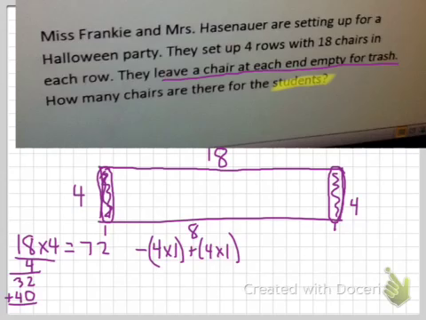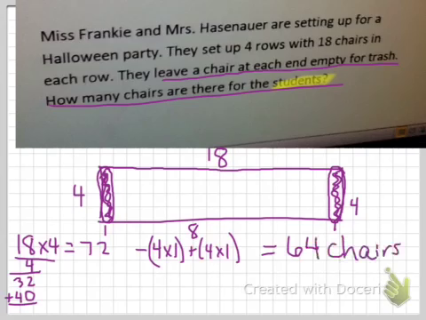Well, I don't want to know how many total chairs there are. I want to know how many there are for the students. So I'm going to subtract from that the 8 chairs that are being used for trash. So 72 minus 8 is going to equal 64 chairs.